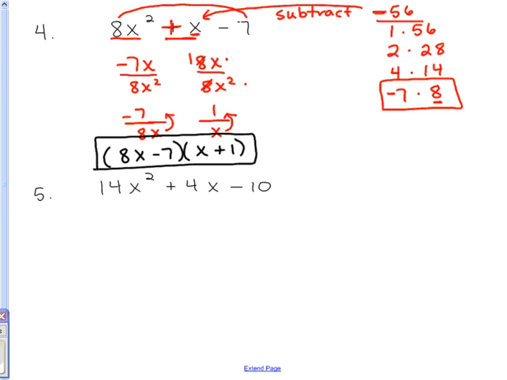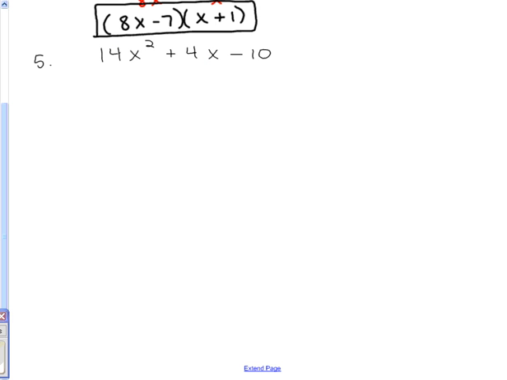Okay, let's look at number 5. 14x squared plus 4x minus 10. Okay, remember I said first thing we should look for would be a greatest common factor. If I look at all of my terms, 2 will go into all of them. So before I do anything else, I'm going to factor out a 2. 2 will go into 14, leaving you with 7x squared. 2 into 4x would be a positive 2x. 2 into negative 10 would be negative 5.